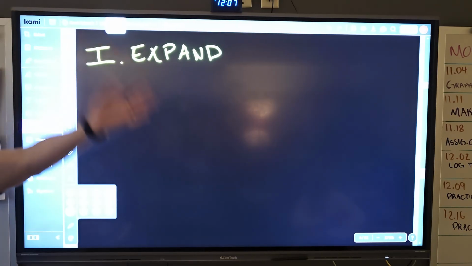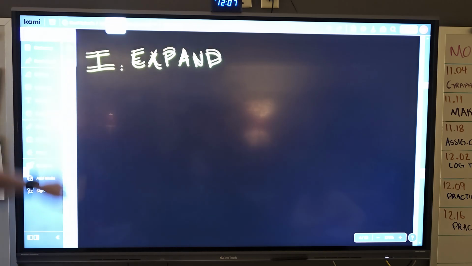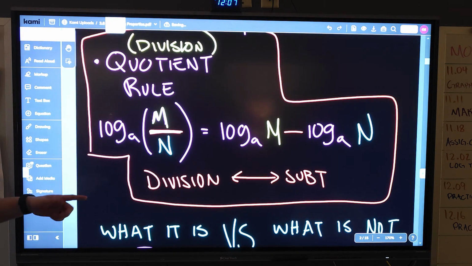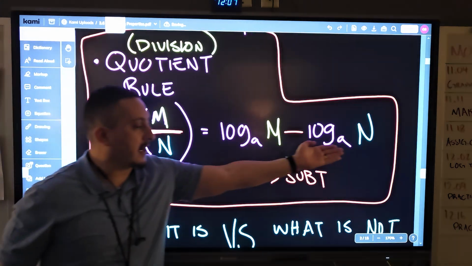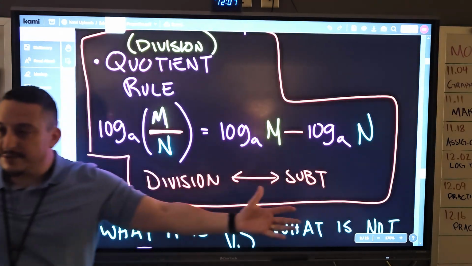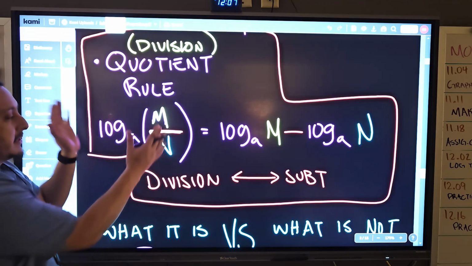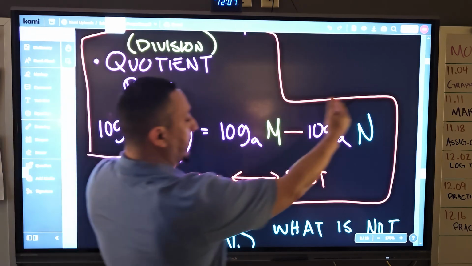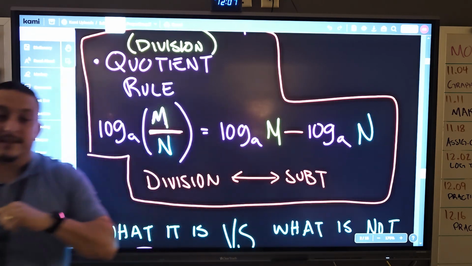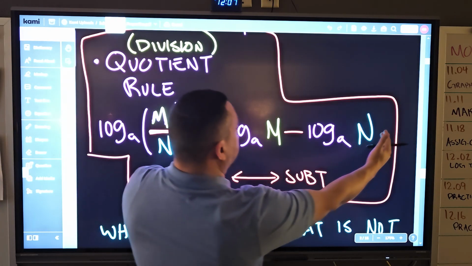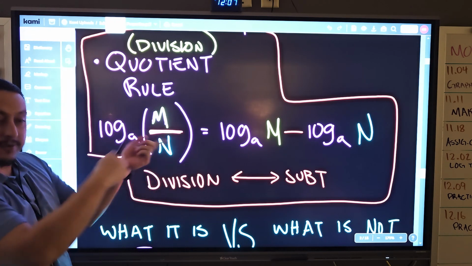Expand means make bigger. So we're going to take problems and make them bigger. Let me clarify what that means. When you look at your rules, this side is bigger, longer, more stuff going on than this side. So that's what we mean by expand. We take stuff that's little and we make it big. On the second part, we're going to condense. We're going to take stuff that's big and condense it. So that's the order that we do it in.